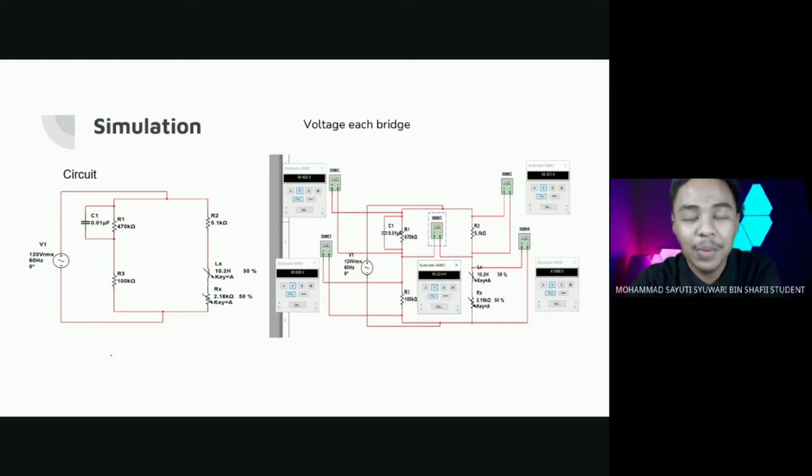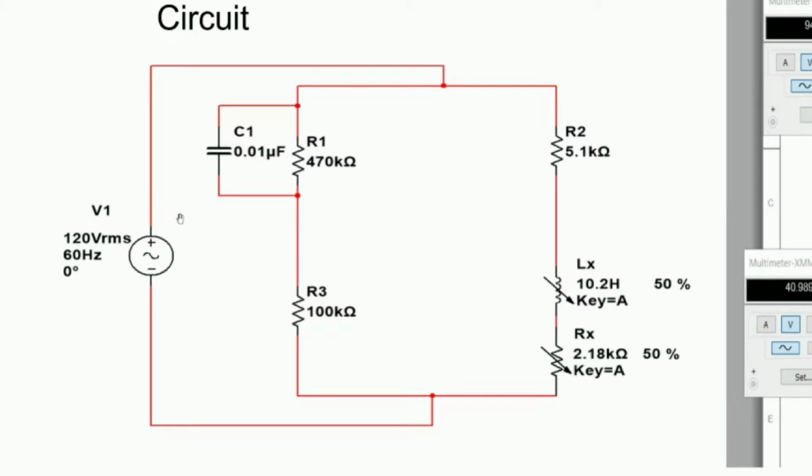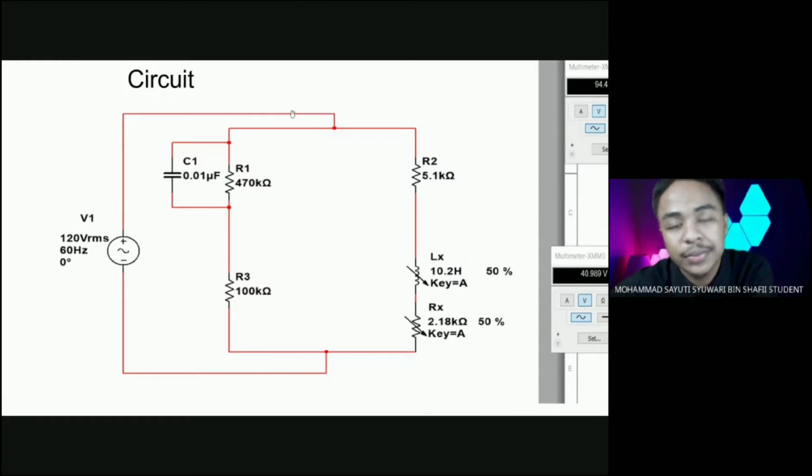Okay, my name is Muhammad Syuwari bin Shafii and I will continue at the simulation part. First we construct the circuit. This is the circuit of Maxwell bridge. Refer to the diagram in the calculation.